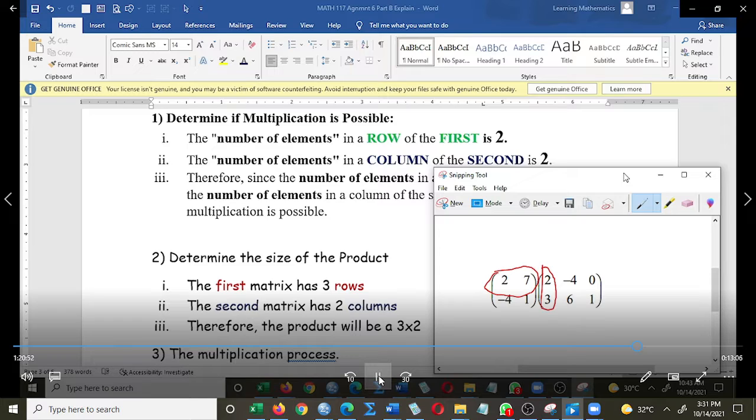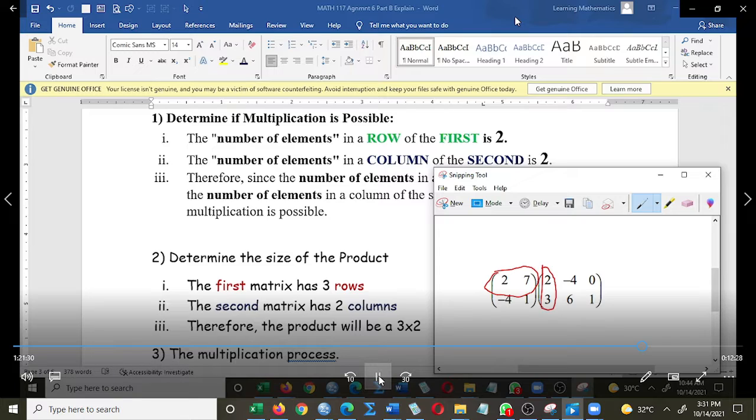The size of the product would be a two by two, sir, because the first has two rows. Say it properly. The first matrix has two rows, and the second matrix has three columns. Two by three, exactly. So repeat yourself again.